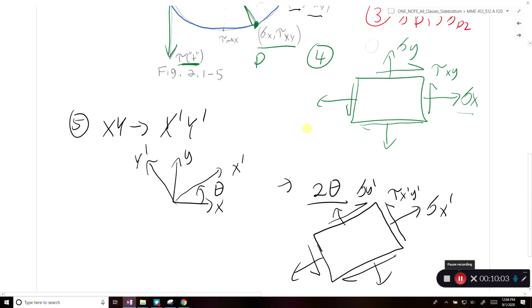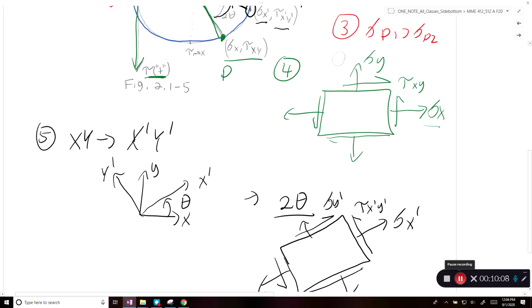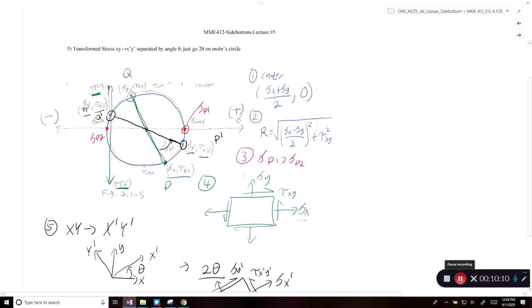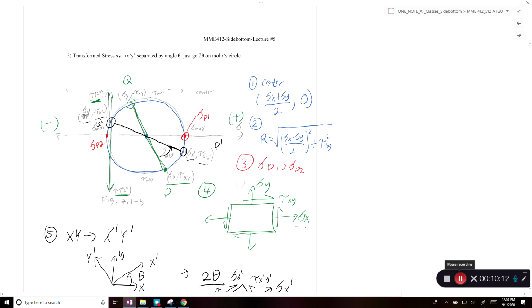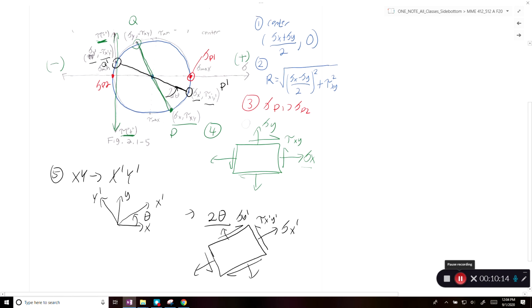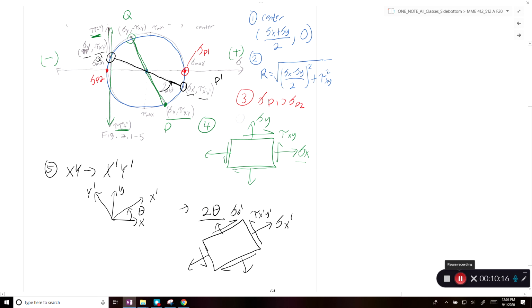Okay, so this is how you can use the Mohr circle to calculate the principal stresses, as well as calculate any state of stress that you'd need, I guess, between 0 and 90 degrees, or 0 and 180 degrees.